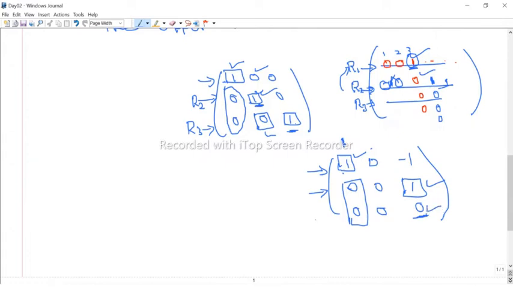And look at the third column, R3. There is no non-zero entry, therefore everything is a zero entry. Therefore, it should be at the bottom of the matrix. Therefore, this is a row echelon form. This matrix is called a row echelon matrix because it satisfies all the conditions.